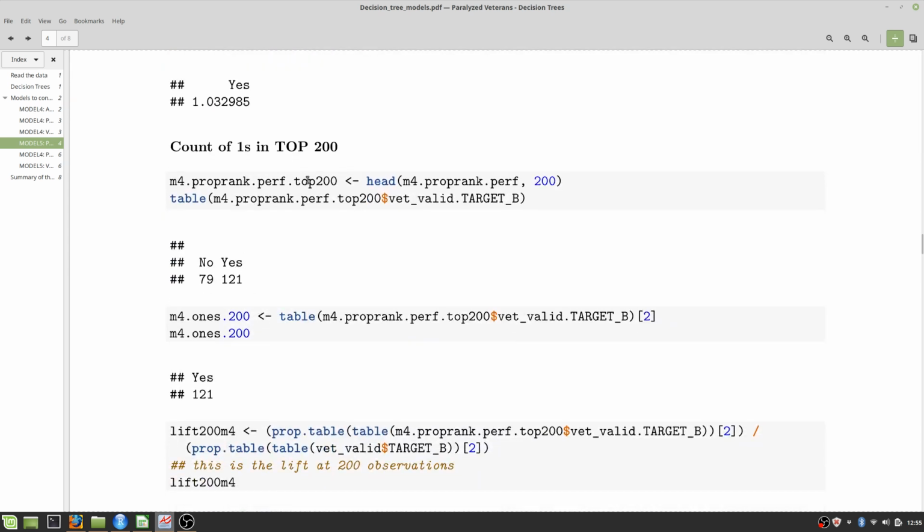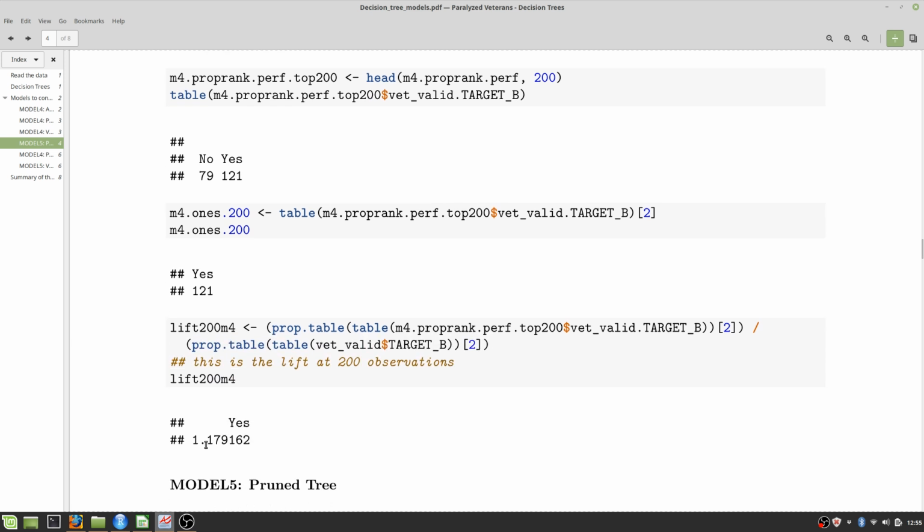In the top 200, we found 121. Remember that we expect 50% of the observations to be donors, because the data set originally is 50-50, but we had 121, and that is a lift of 117.9.